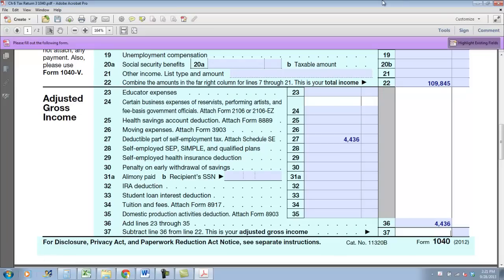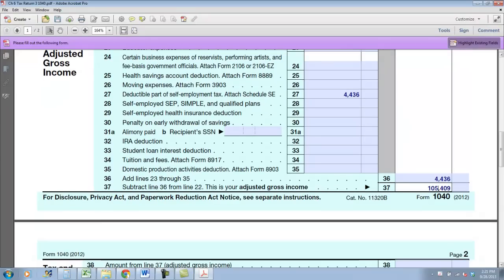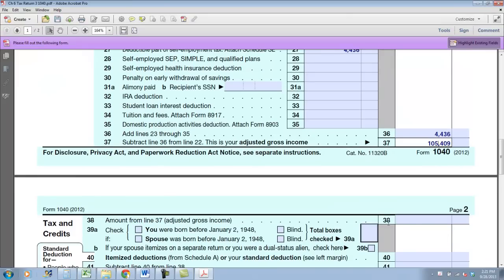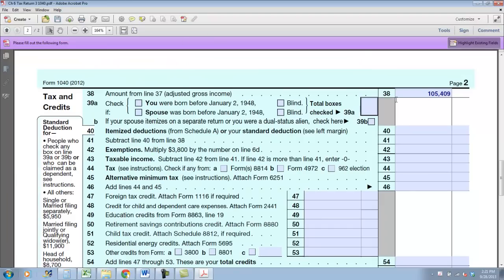The only thing we have for AGI adjustments to gross income is the self-employment tax, which is 4,436. So if we subtract that, we get 105,409. Oops, typo here. 105,409. That is our AGI. Now it says that they itemized, so I'm going to hit save, and I'm going to pull up a Schedule A.